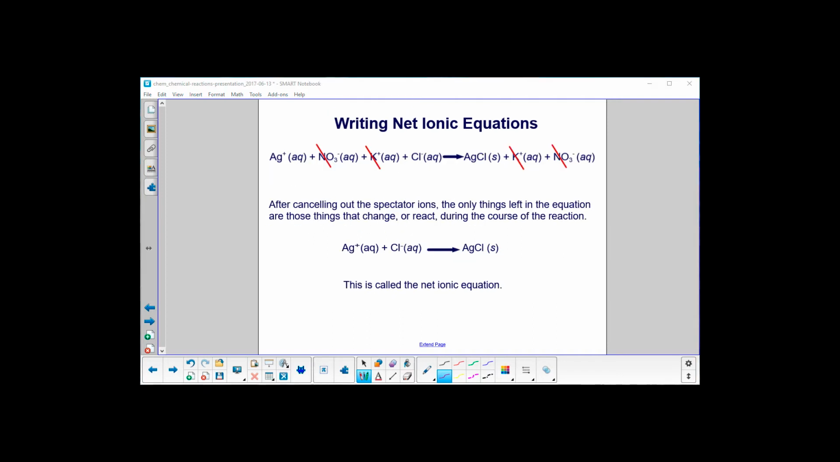So after we cancel out the spectator ions, the only thing we're left with are those things that change or react during the course of the reaction. This is the net ionic equation.